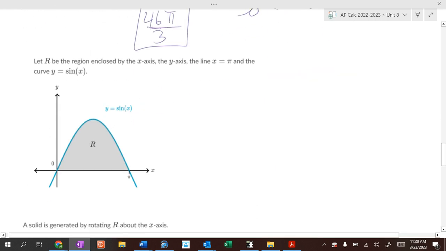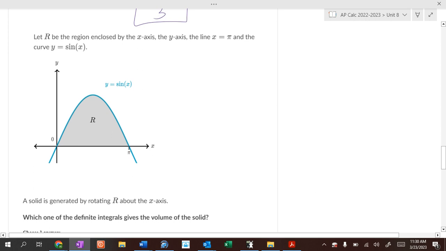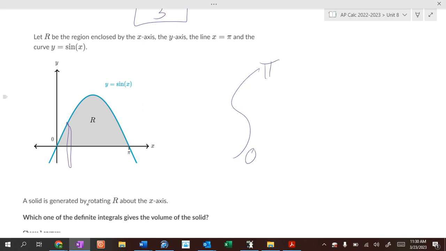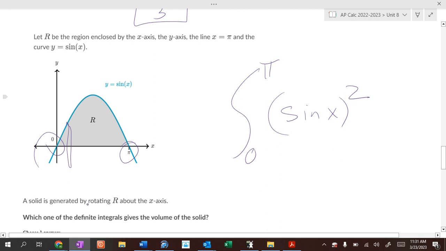Okay, let's do a couple more. We're going to rotate this around the x-axis, so our discs are going to be this way. We're going to integrate from what to what? 0 to pi, because pi here, 0 here, of sine x. We square it because of pi r squared, and put the pi out front, dx. We good?